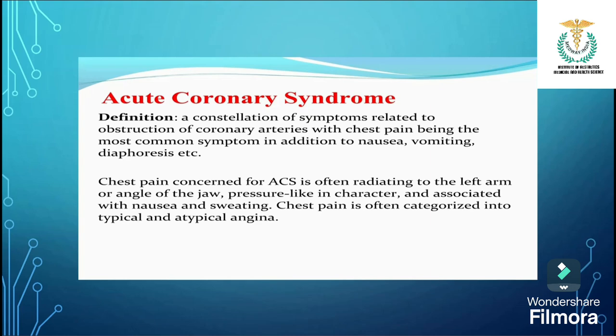Chest pain concerning for acute coronary syndrome is often radiating to the left arm or angle of the jaw, pressure-like in character, and associated with nausea and sweating. Chest pain is often categorized into typical and atypical angina.